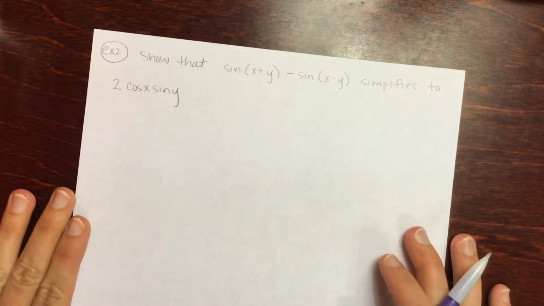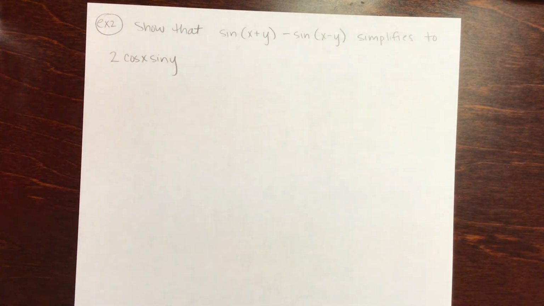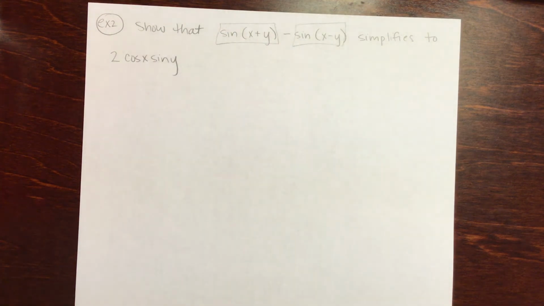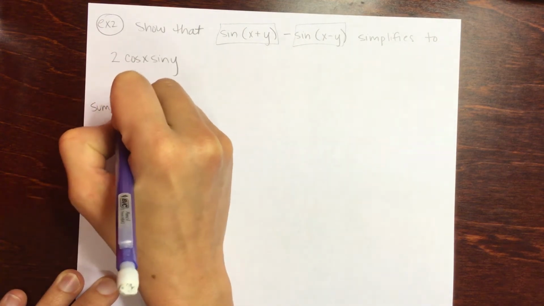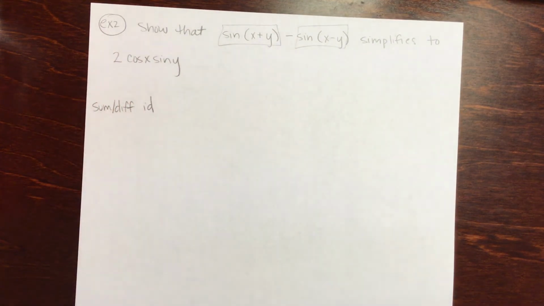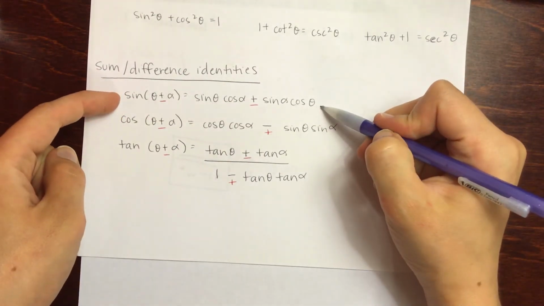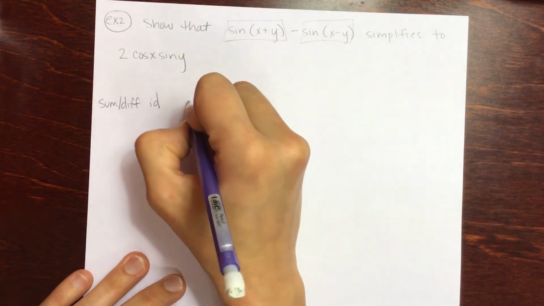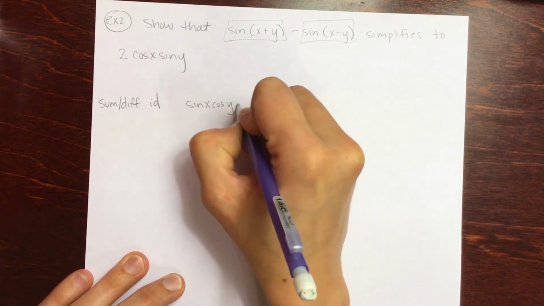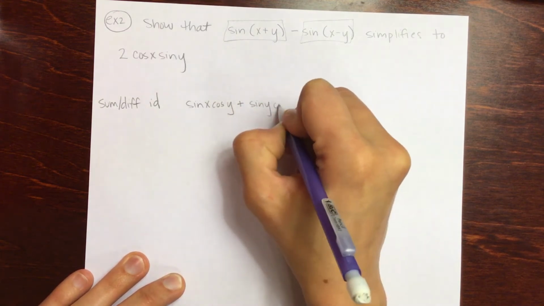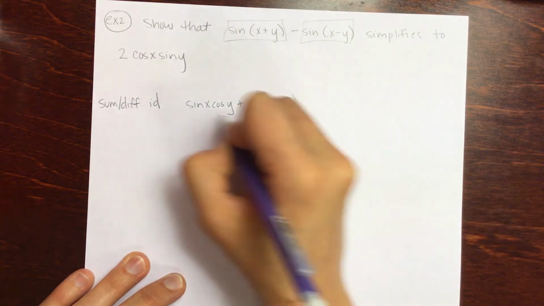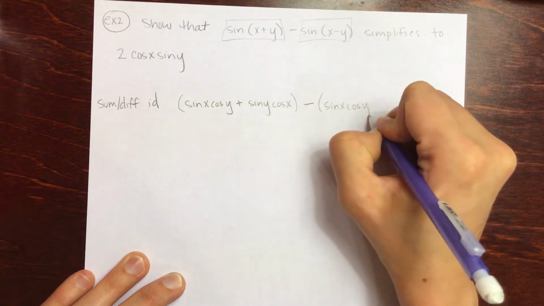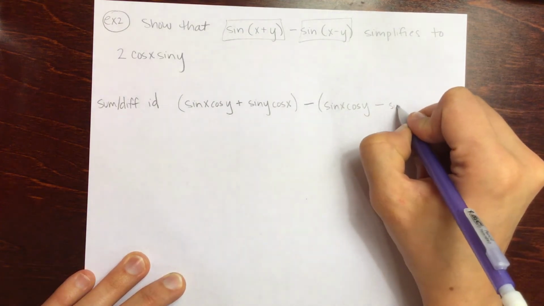Let's do another example. All right, I'm going to start this one the exact same way as before. I am going to replace both of these with their sum and difference identity. This is the same thing, except they're using x's and y's instead of thetas and alphas. The first one is a plus, so I will put a plus between, and the second one is a minus, so I need to put a minus between.